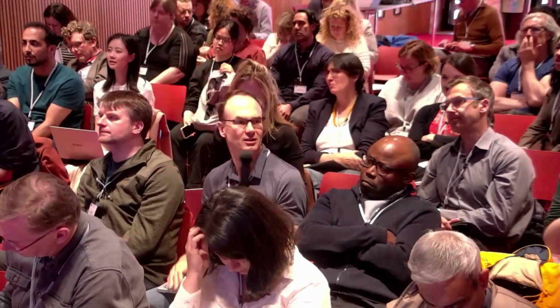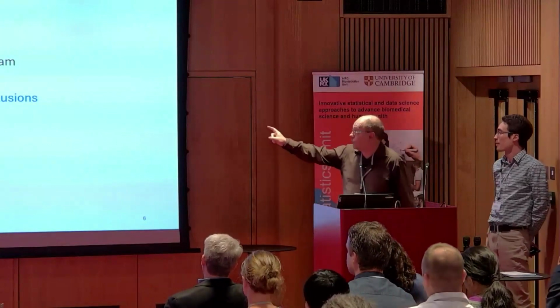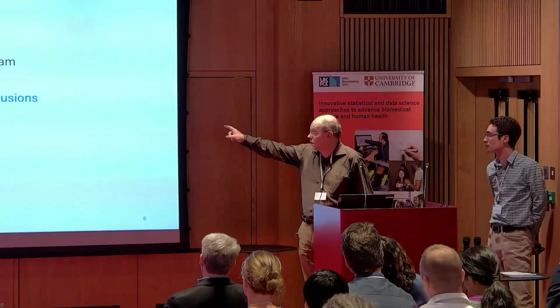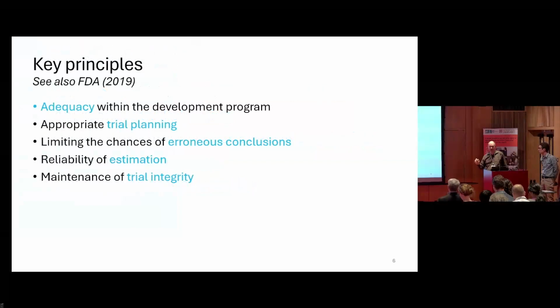Okay, no, that's a fair question. I feel all 5 are important. I don't want to have a drug, and this is number 3, erroneous conclusions. I don't want to have a drug which doesn't work to be marketed. So I want to control the probability of false positive conclusions, but I also want to have interpretable treatment effects.